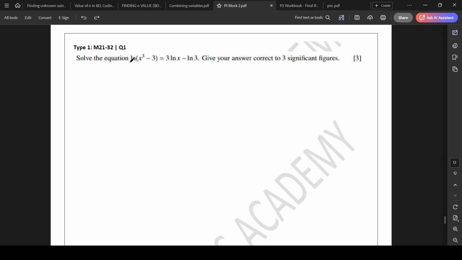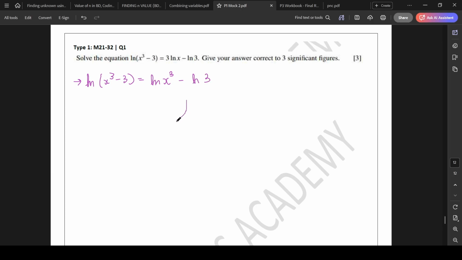So in this question, because we are having logarithms on each term, I'll try to have 1 or minus 1 as the coefficient of every log term. Then I can combine them together and remove the logarithms by introducing e as the base on each side. So let's see how I can go about this. I can say that this is the same as writing ln of x cubed minus 3 is equal to ln of x cubed minus ln 3.